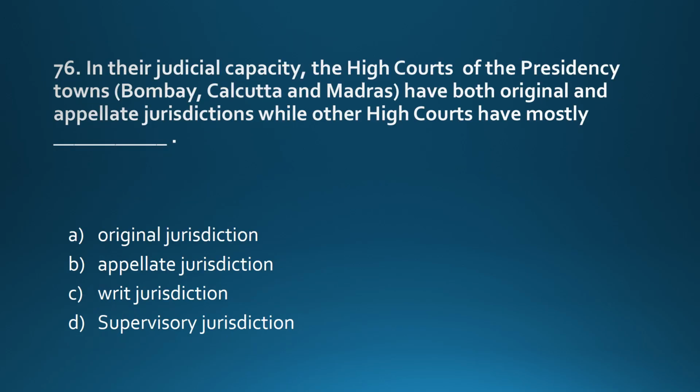Question number 76. In their judicial capacity, the High Courts of the Presidency towns Bombay, Calcutta and Madras have both original and appellate jurisdictions, while other High Courts have mostly dash. Option A, original jurisdiction. Option B, appellate jurisdiction. Option C, writ jurisdiction. Option D, supervisory jurisdiction. Correct answer is option B, appellate jurisdiction.